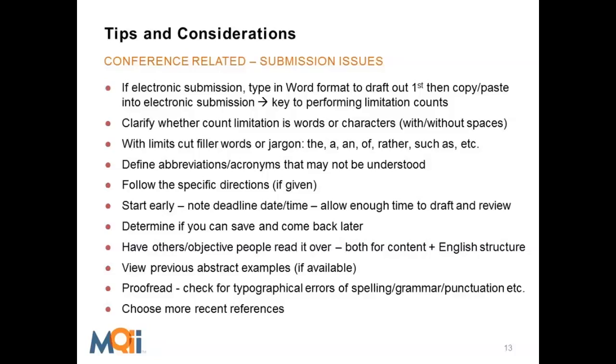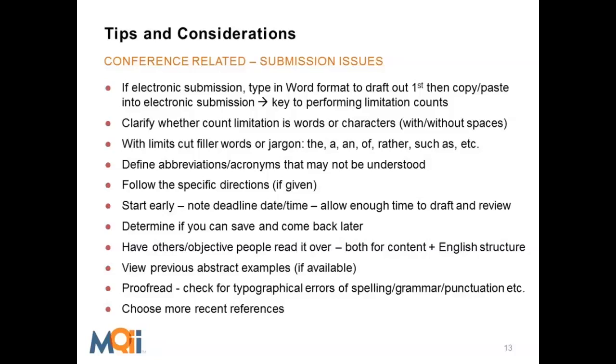Proofreading, double check for typographical errors, spelling, grammar, punctuation, and in some of those instances where they're asking for references or they want literature to support, making sure that you're using more recent, within the past 5 years or so, literature.